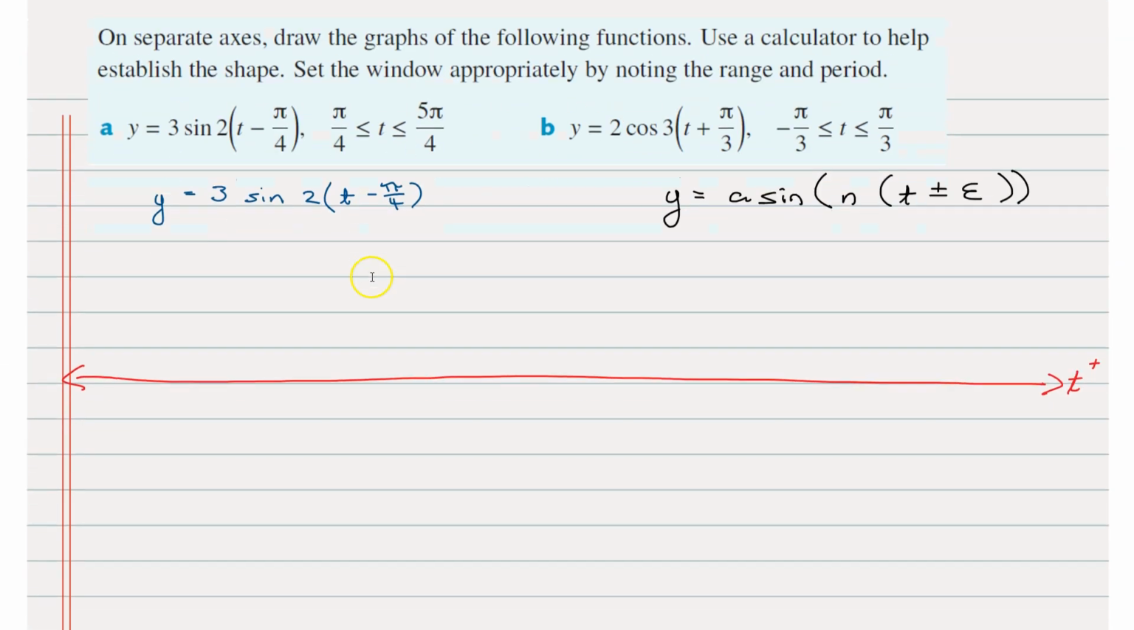Now, going down, we'll have a look at some examples. We've got two examples, and we're going to have a look at example A today. y equals 3 sine of 2 times (t minus pi on 4), and we want to graph this over a domain of pi over 4 to 5 pi over 4.